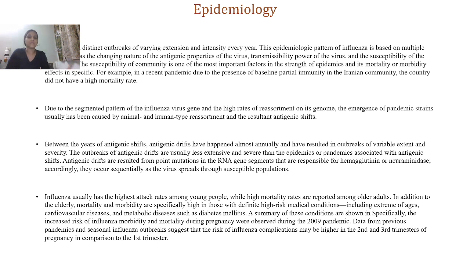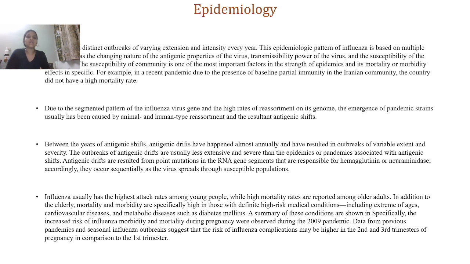And this epidemiologic pattern is based on multiple factors such as the changing nature of the antigenic properties of the virus, how it is getting transmissible, like the transmissibility power of the virus, and the susceptibility of the population. And the susceptibility of a particular community is one of the most important factors in the strength of the epidemics and its mortality or morbidity effects in specific.